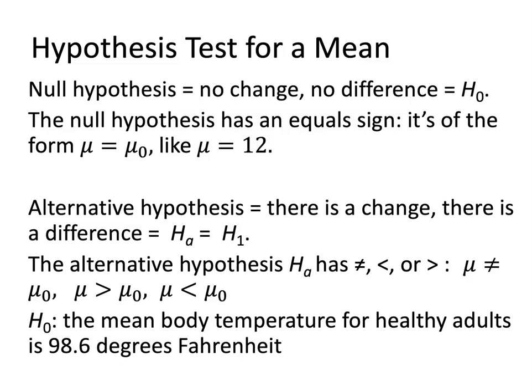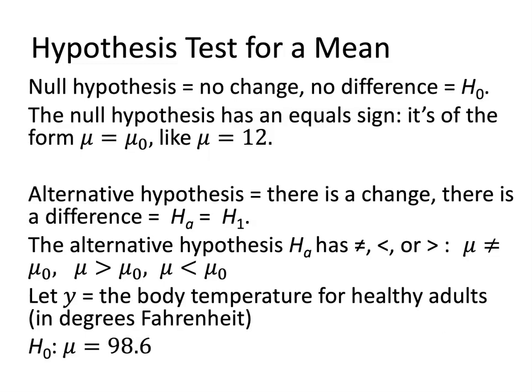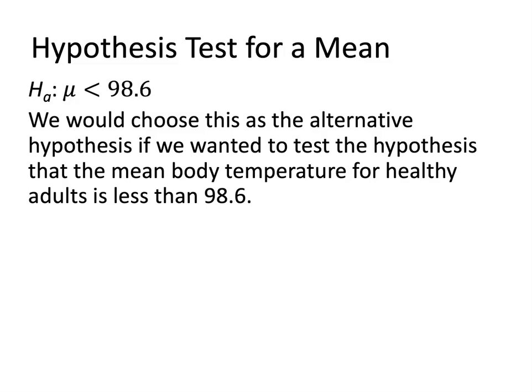So here, our null hypothesis is that the mean body temperature for healthy adults is 98.6 degrees Fahrenheit. Notice, no change, no difference, what we've always believed, nothing radical, nothing to see here. Keep moving. We're going to represent that symbolically as mu equals 98.6. So let's figure out what the alternative hypothesis is. H sub a would be mu is less than 98.6. We would choose this as the alternative hypothesis if we wanted to test the hypothesis that the mean body temperature for healthy adults is less than 98.6.